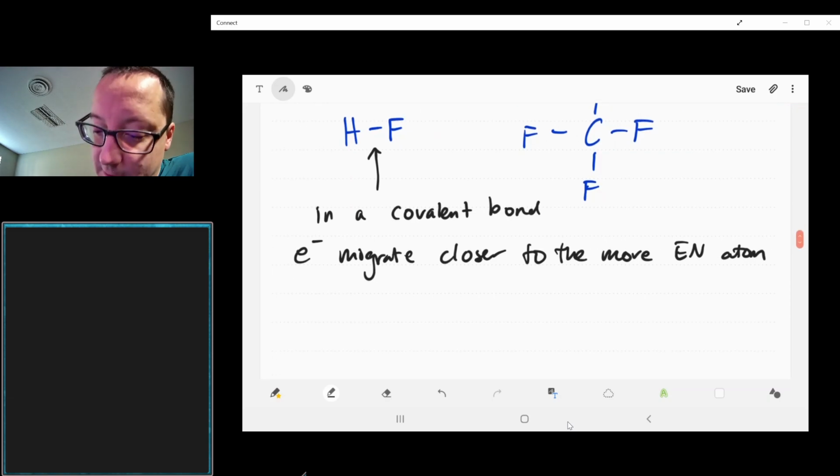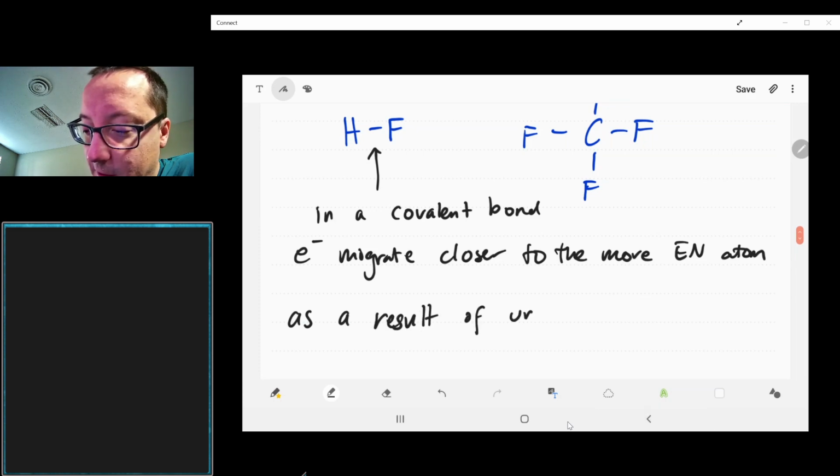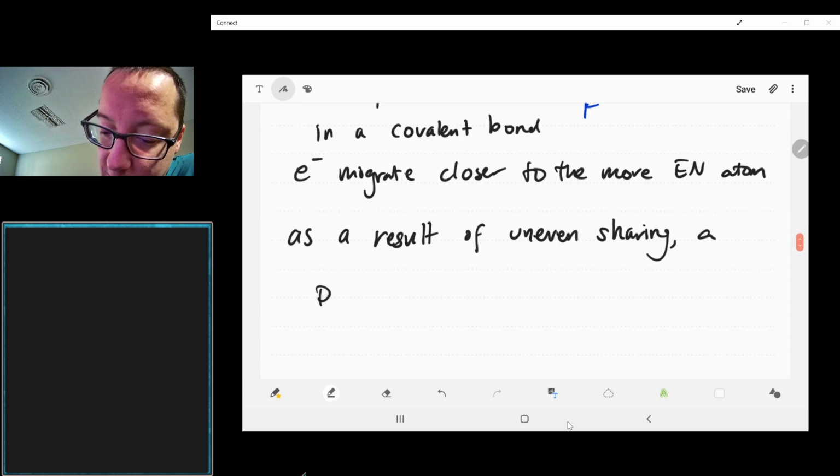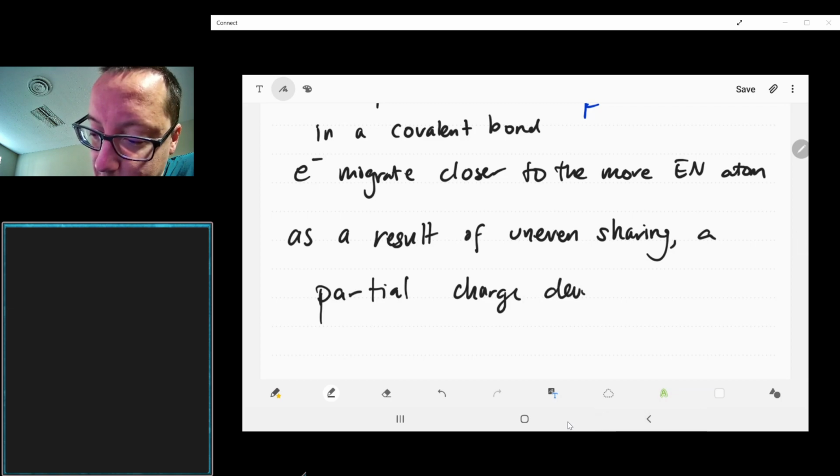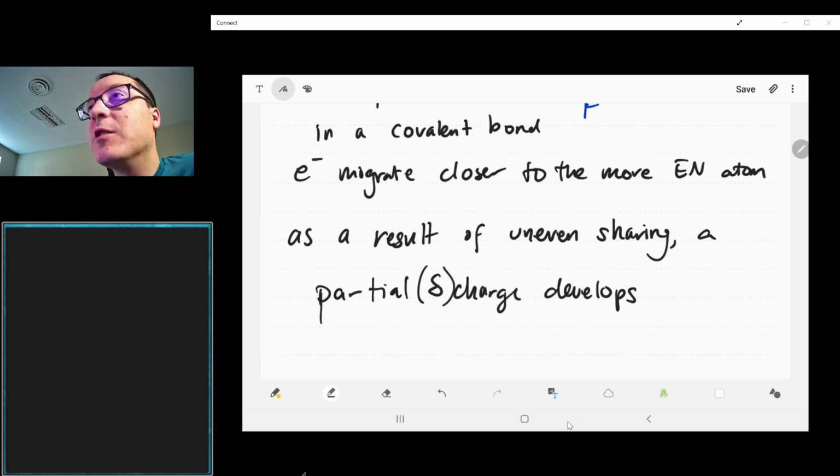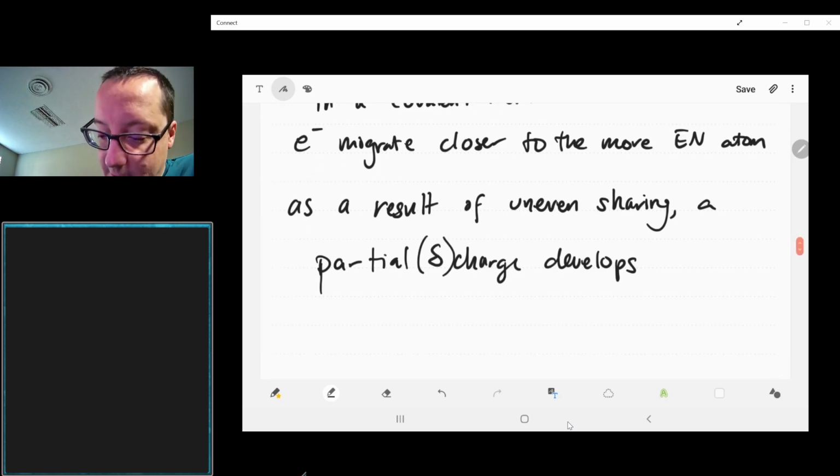And as a result of the uneven sharing, a partial charge develops. And we use the Greek symbol delta to mean partial. That's a little delta.